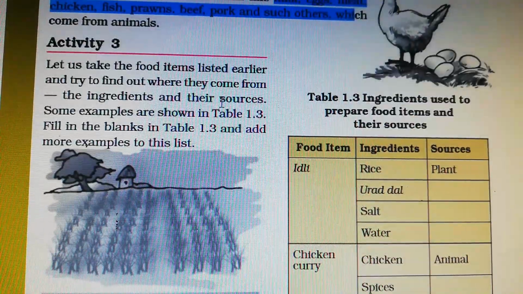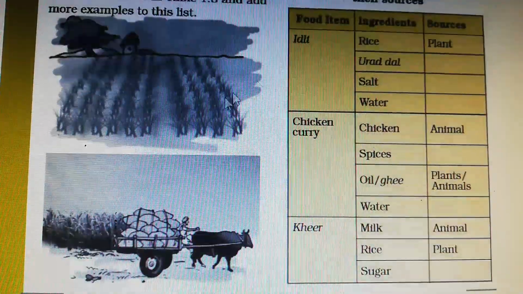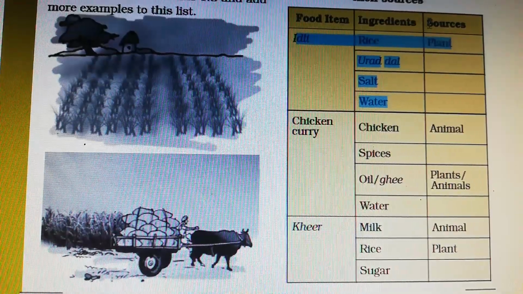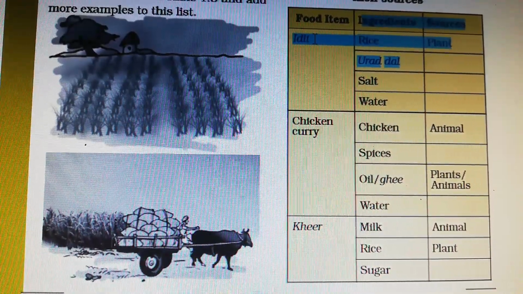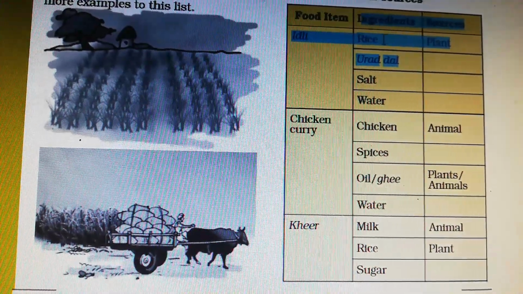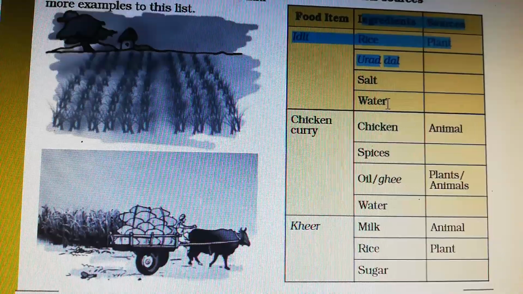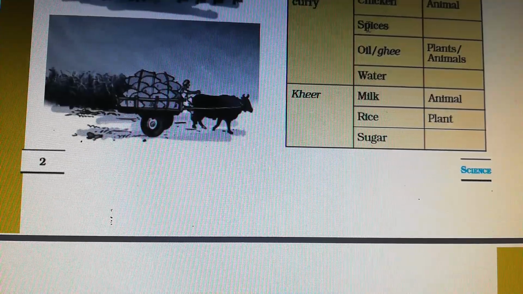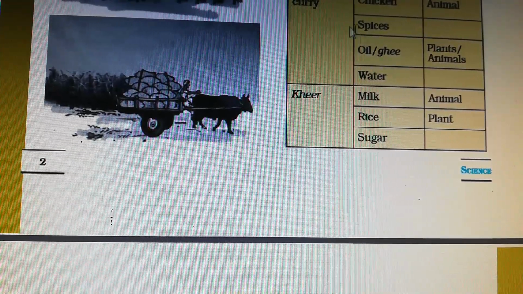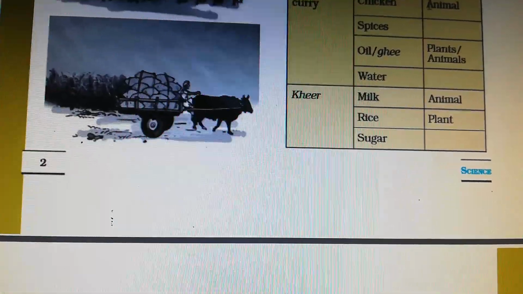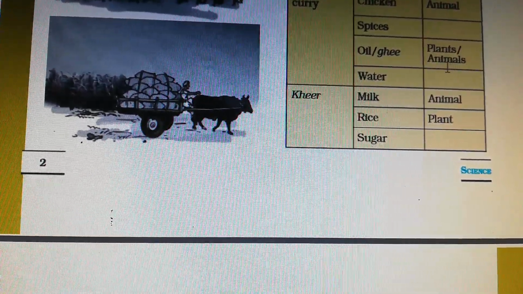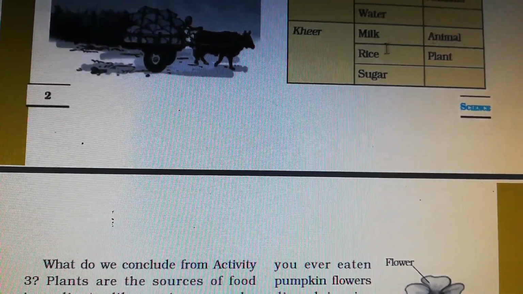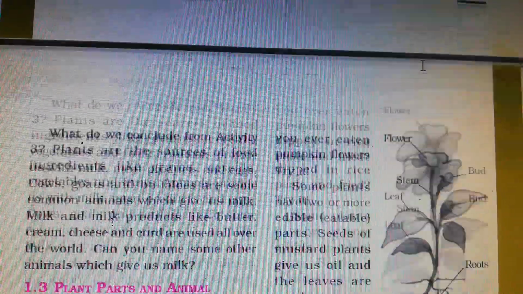And here is one activity in which you have to take one food item and write the ingredients and their source. For example, idli. The first food item is idli. The ingredients of idli are rice, urad dal, salt and water. And the main source of this is plant. Like chicken curry. Chicken, spices, oil, water are some of the ingredients of chicken curry, and its sources are animal and plant. In the case of kheer, milk we get from animal, rice we get from plant, like that.